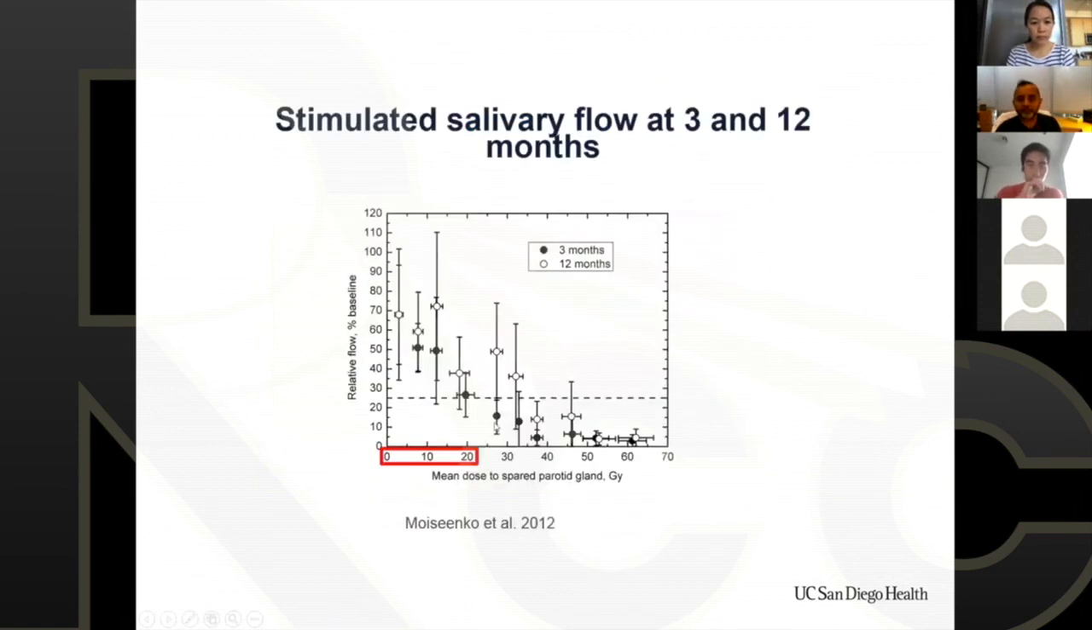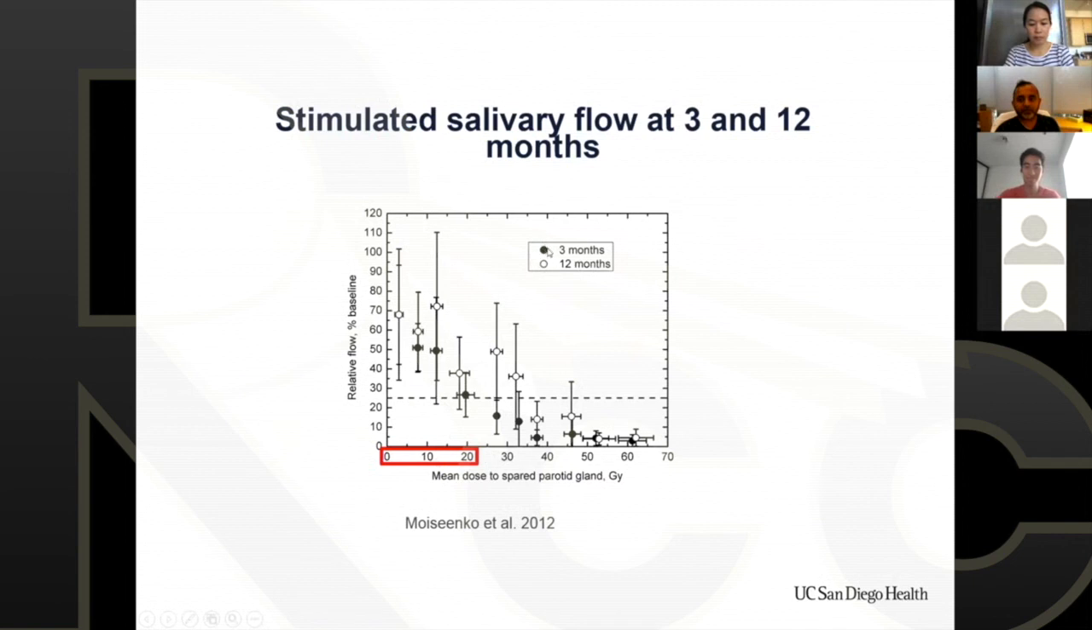Again, here showing you something similar. So what dose of radiation spares parotid function? This is looking at mean dose to the spared parotid gland. And you can see that when you keep that mean dose to the spared parotid gland somewhere between 0 and 25, 26 gray, you get a recovery of that salivary gland function.